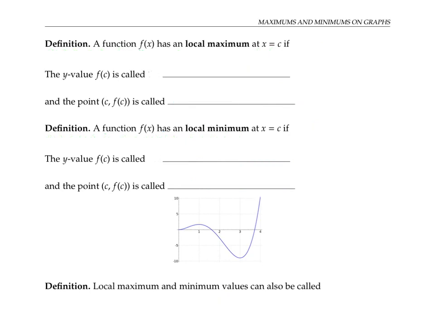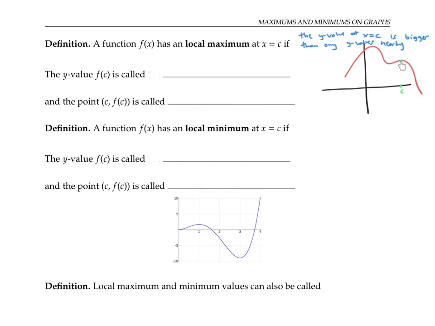A function f of x has a local maximum at x equals c if the y value at the x value of c is bigger than any y values nearby. It doesn't have to be the biggest y value anywhere in the domain. For example, for this function, there's bigger y values up here. It just has to be the biggest y value nearby, or more precisely, in an open interval of x values around c. We can write this by saying that f of c is bigger than or equal to f of x for all x values in an open interval around c.